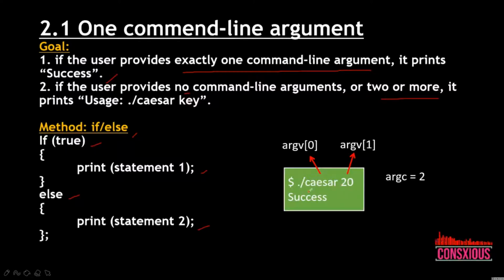As an example here, we can see that there are 2 argument counts. There are also 2 argument vectors, which are index 0 and 1. So if index 0 is this, index 1 will be 20. You can see there is 1 command line argument, which is what we want, so the condition is true, we will print success. Else we will print statement 2.